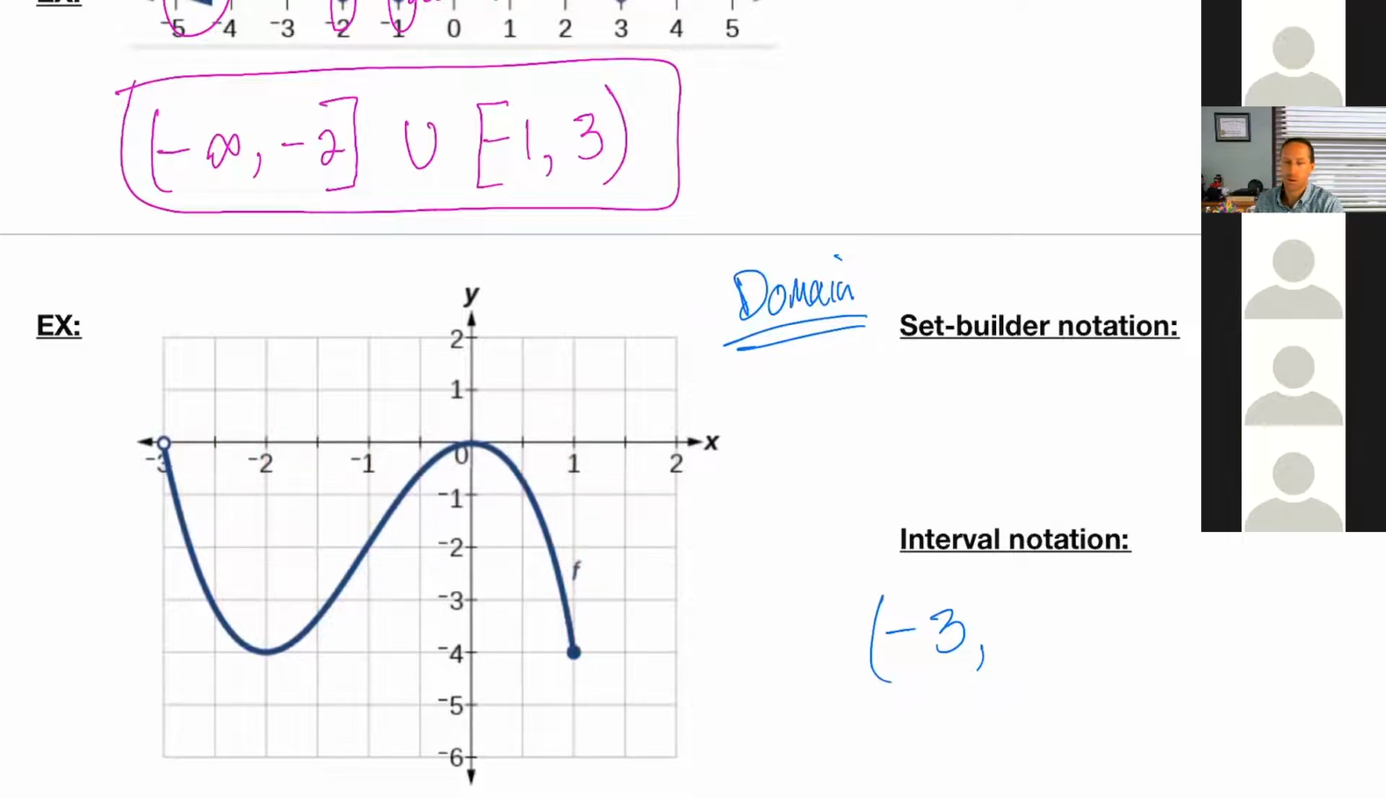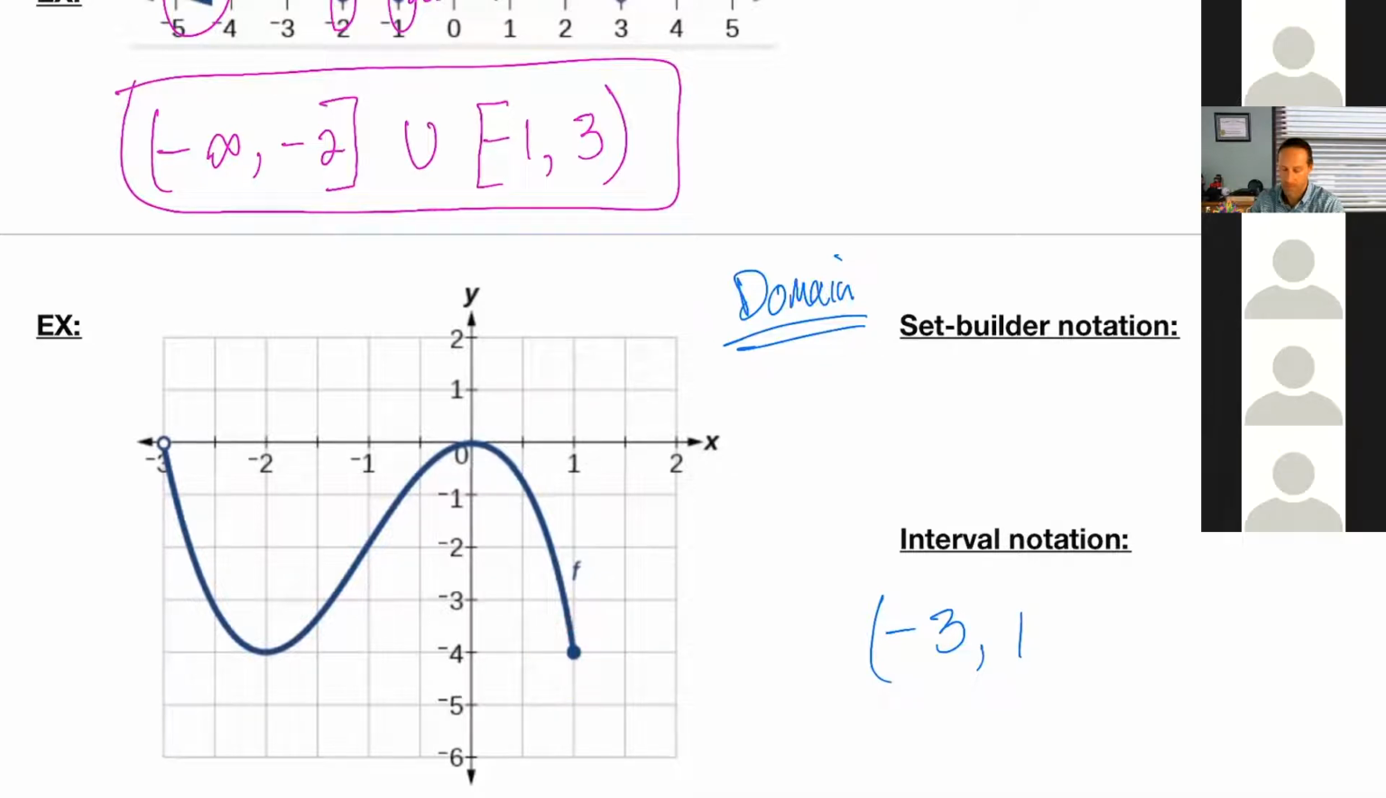Good. All the way up to what value? 1. And is that included? Yes. Because it's solid. How come it doesn't go to infinity, which is what a lot of people would put, or 2, as some of you were putting in the chat? How come it stops at 1?